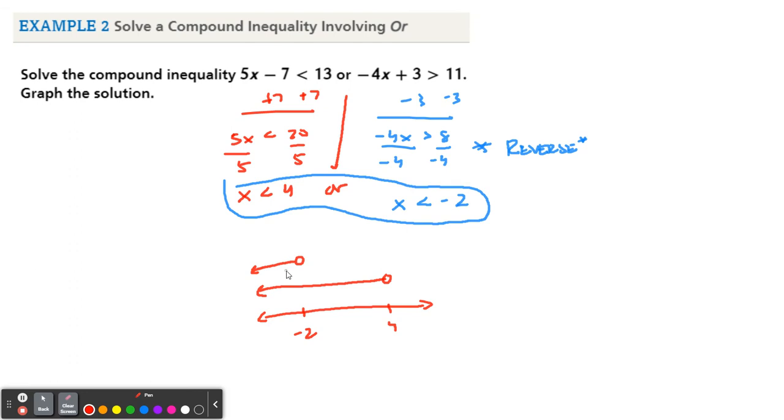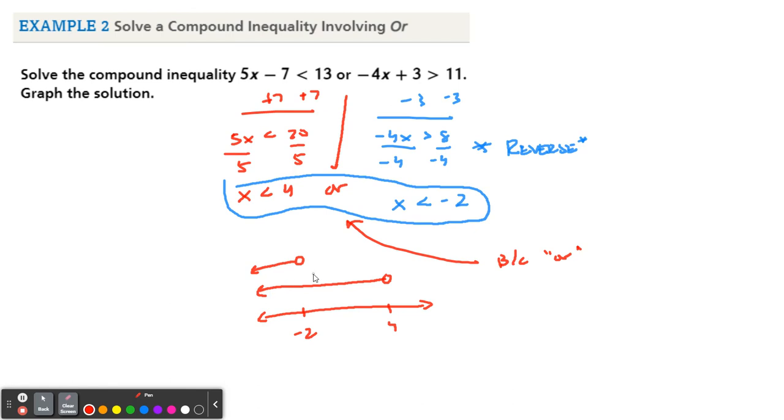So because of the word or, we don't need to be a number on both of these solutions. We can be on one or the other or both. Okay? So for instance, we could be the number 3. 3 is on this one. We could still be -2 because -2 is on this one. It's not on the top one, but we could be -5. -5 is on both of them.